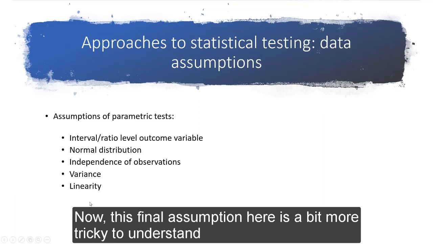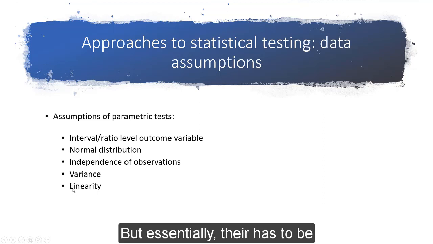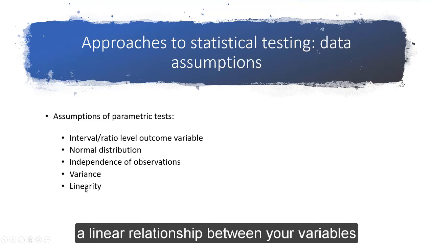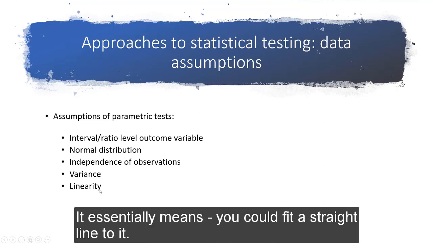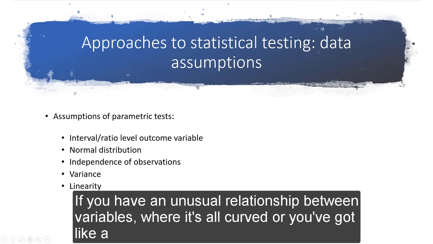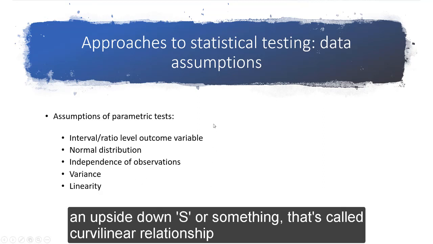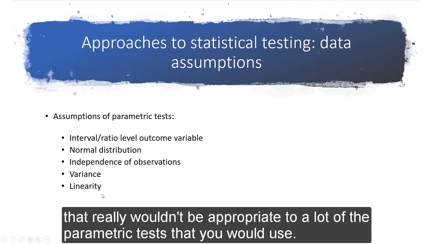Now, this final assumption is a bit more tricky to understand, but essentially there has to be a linear relationship between your variables. What does that mean? It essentially means you could fit a straight line to it. If you have an unusual relationship between variables where it's all curved, or you've got something like an upside down S, that's called a curvilinear relationship, and that really wouldn't be appropriate for a lot of the parametric tests that you use.